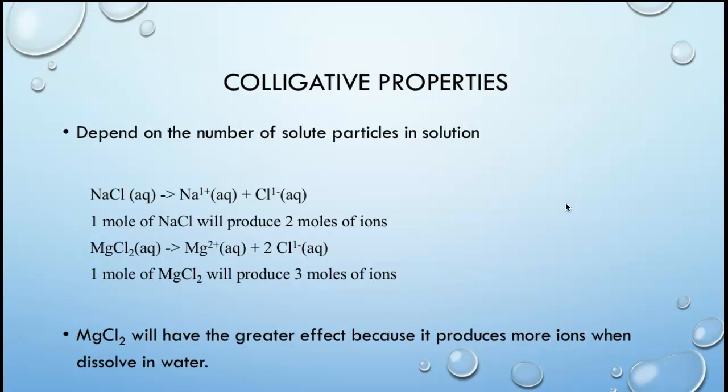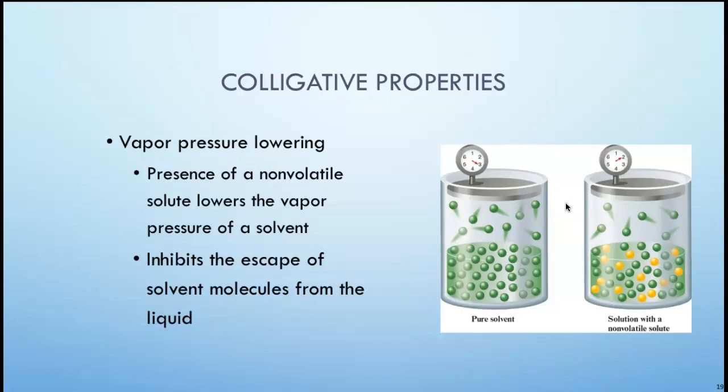All right, so now let's look at some of the colligative properties. So the first thing I want to look at is something called vapor pressure lowering. So what that means is that if you add a solute, it's going to lower the vapor pressure of the pure solvent. So adding something to water lowers the vapor pressure of the water.